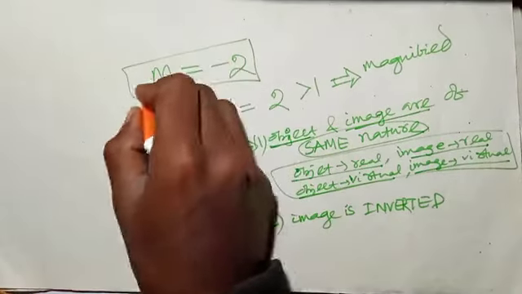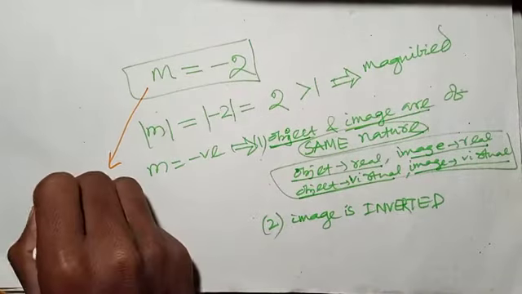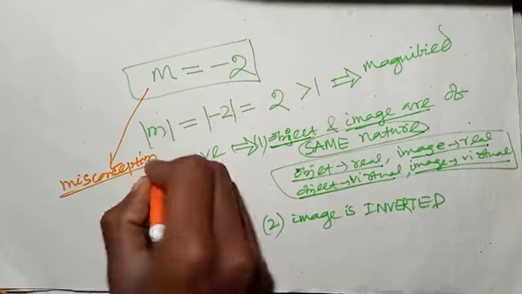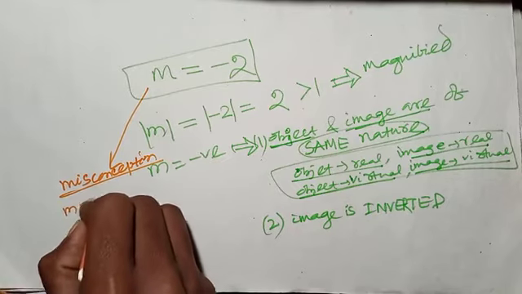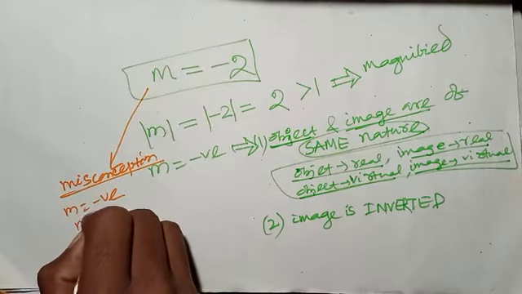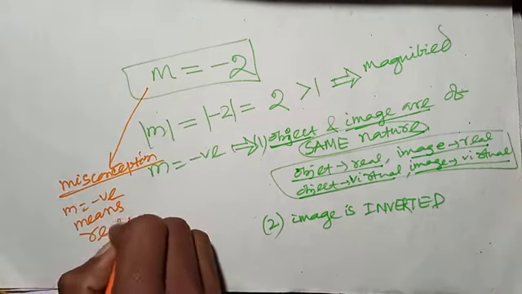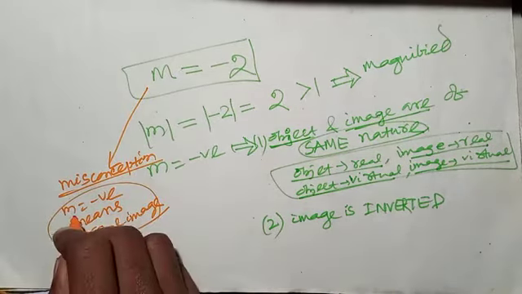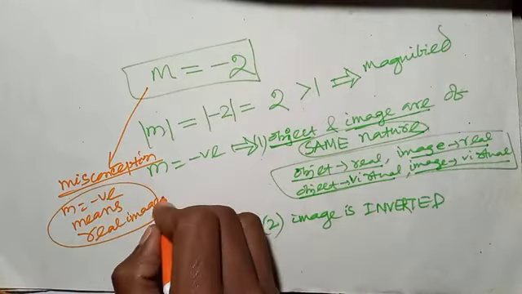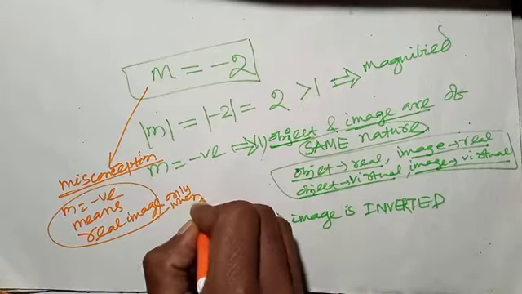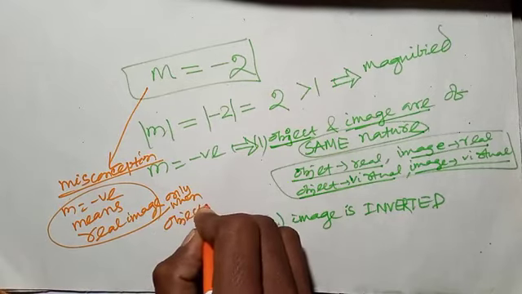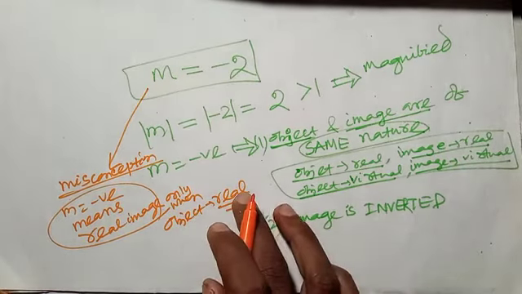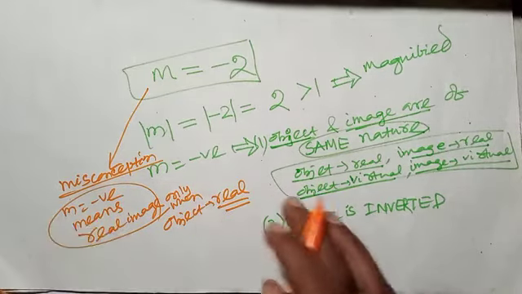That is the misconception that I am writing down here. M equal to negative means real image. It is a misconception. M equal to negative means real image only when your object is also real. But for a virtual object, negative M means a virtual image.